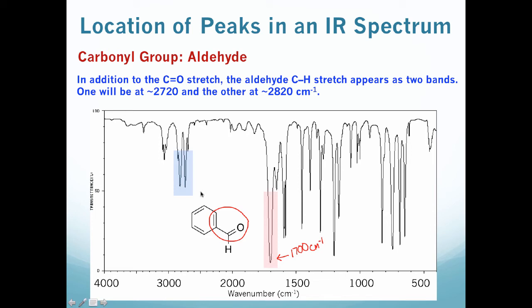But there's a clue you can look for with aldehydes. It's very, very diagnostic. With aldehydes, you're going to see the aldehyde CH showing two bands that appear at 2720 and 2820 wave numbers. Here's the one at 2720, here's one at 2820. They're of medium intensity, they're usually pretty narrow, and they're very diagnostic for the aldehyde CH stretch.